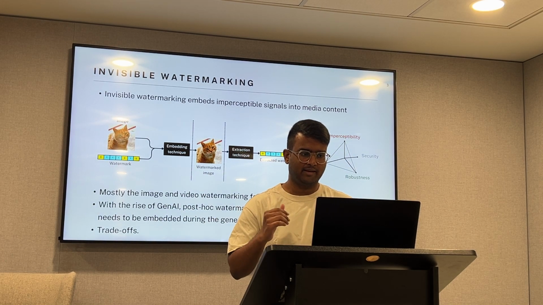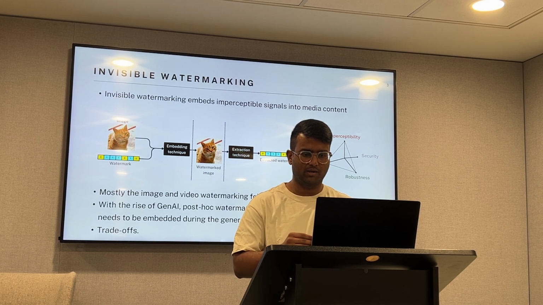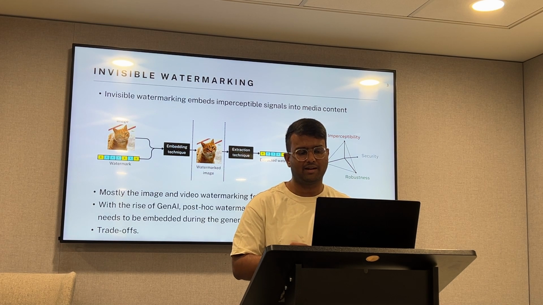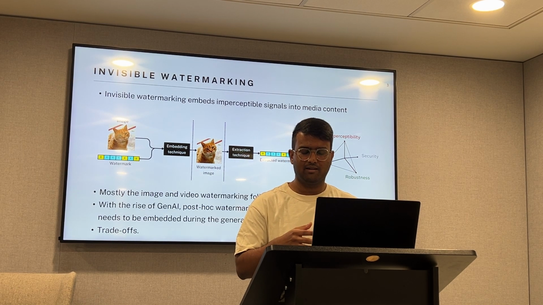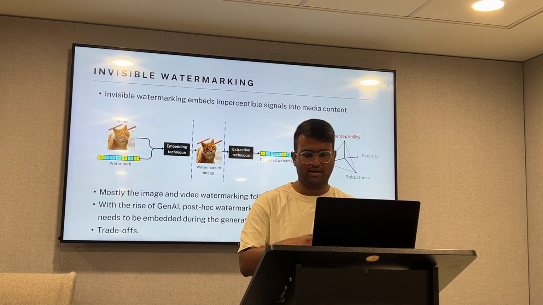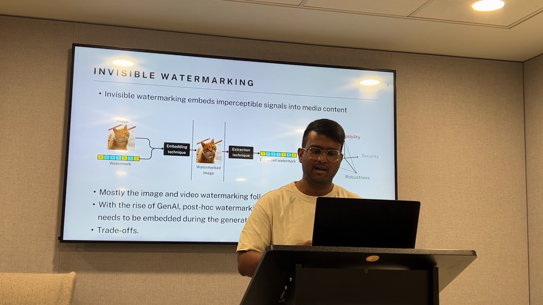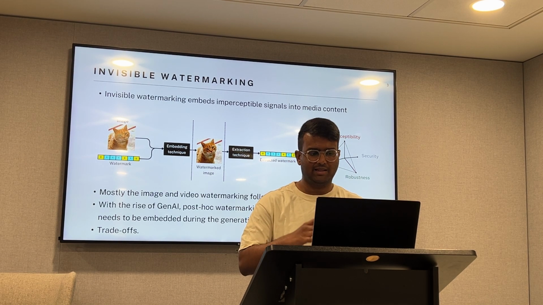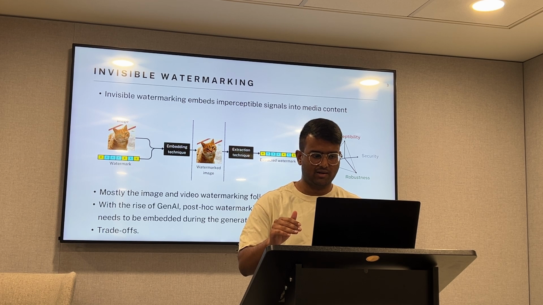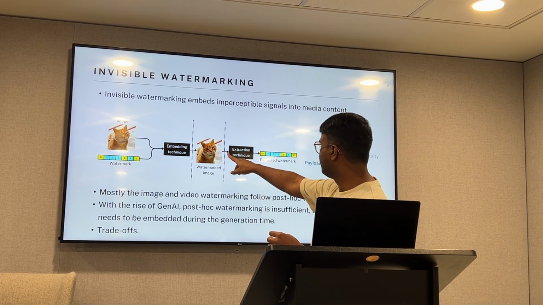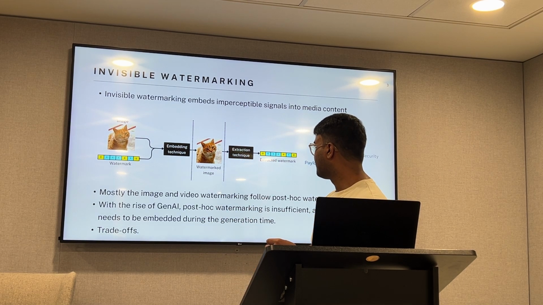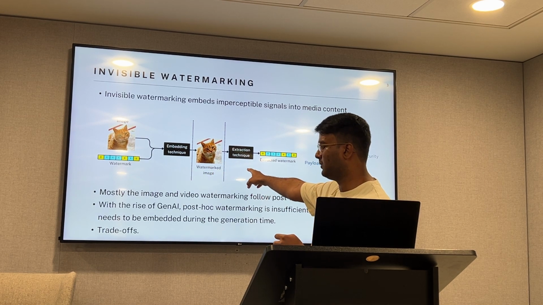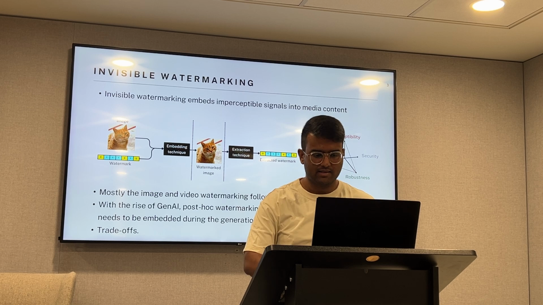So the thing that we are working on is invisible watermarking, which is a process where we try to hide a watermark signal, which could be a name, an ID, or a claim or anything. And this should be done without affecting the visual quality. One of the examples you can see over here is where we take an image and a watermark, embed it into the image, and then extract the same watermark.